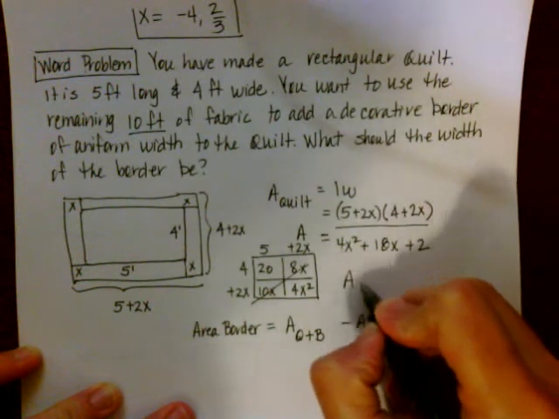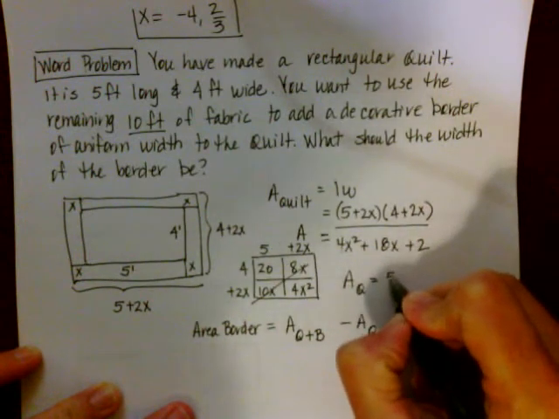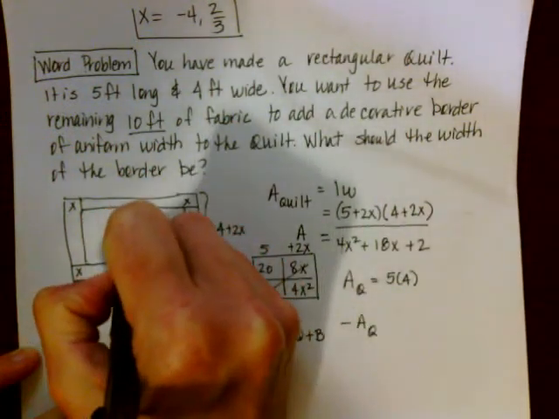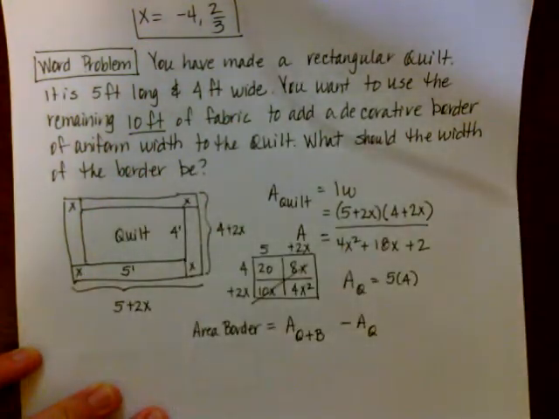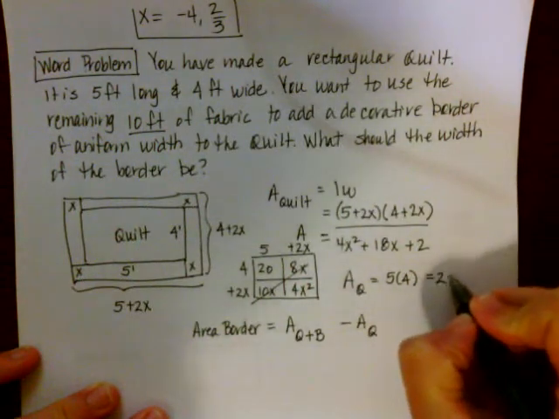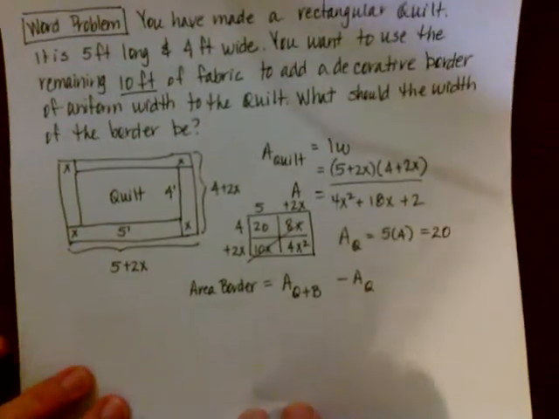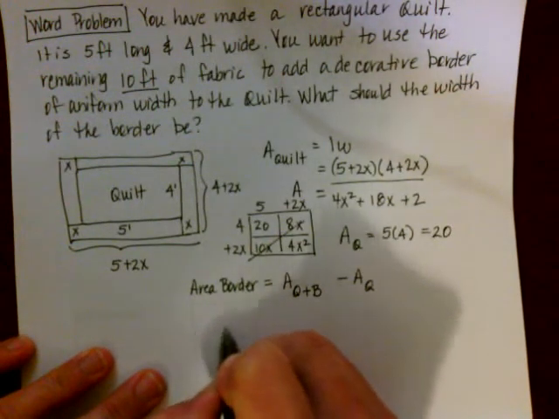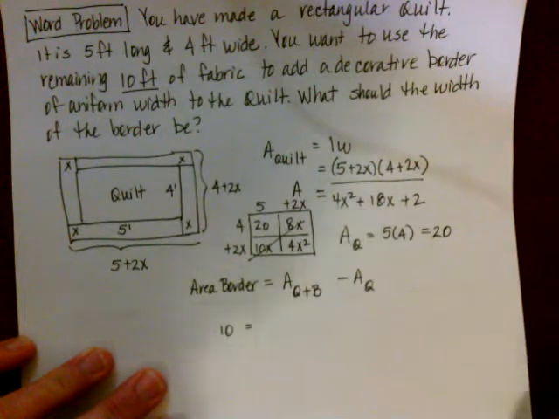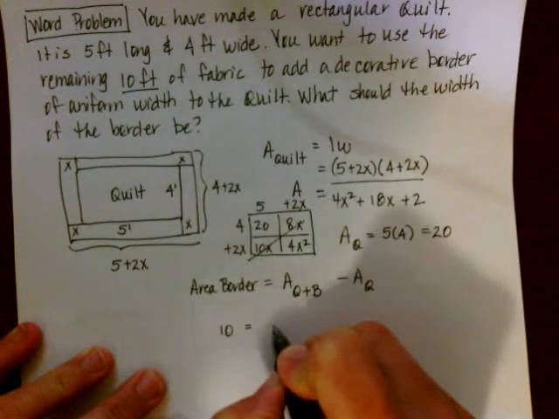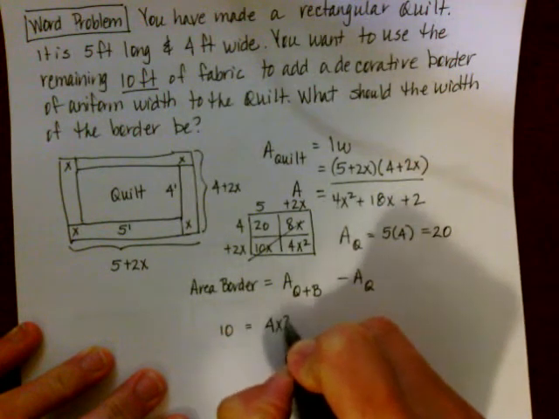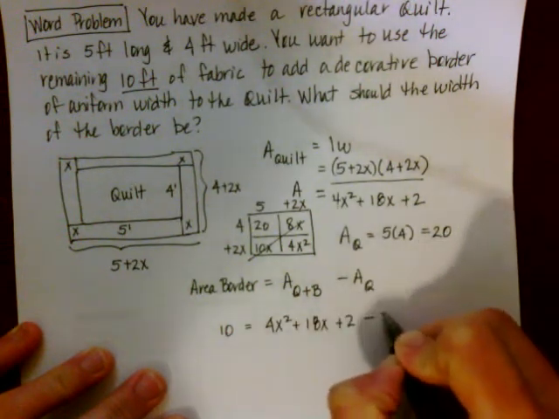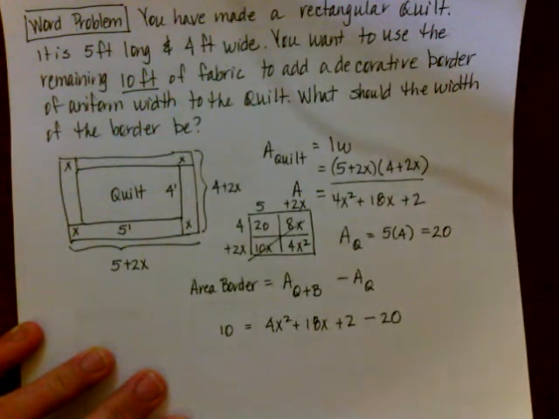Well, the area of the quilt is going to be equal to 5 times 4. This is my inside piece in here. This is my quilt, and the area of my quilt is going to be 20. Okay? Alright, so I'm going to substitute in the other information that I know. The area of the border is 10. The area of the quilt and the border is 4x squared plus 18x plus 2. And then I'm going to take away the area of the quilt.